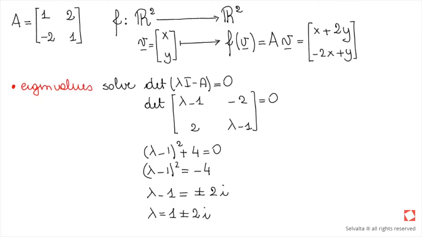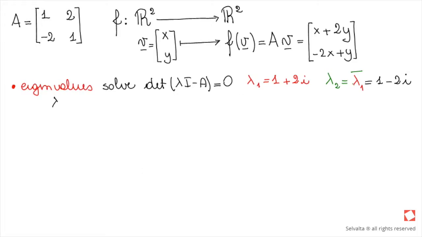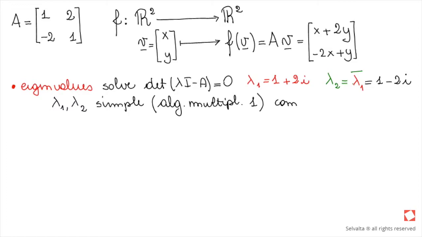We are in a case of complex and conjugate eigenvalues. Lambda 1 is 1 plus 2i, and the second eigenvalue, lambda 2, is lambda 1 complex conjugate, that is 1 minus 2i. The two eigenvalues, lambda 1 and lambda 2, are simple, that is, they have algebraic multiplicity 1, they are complex and conjugate. Let's find the corresponding eigenvectors.